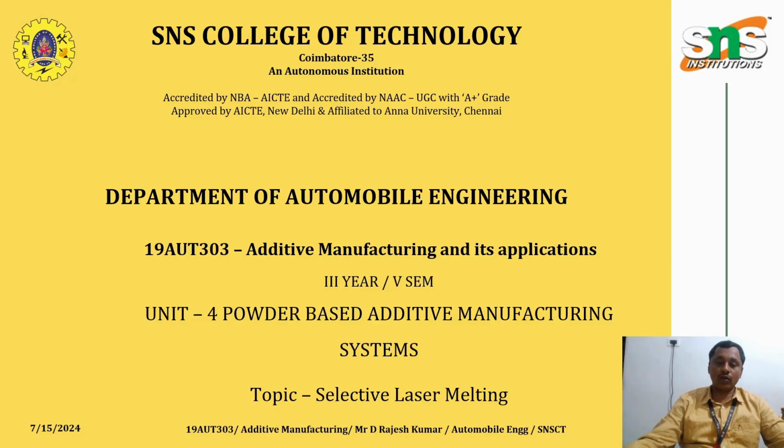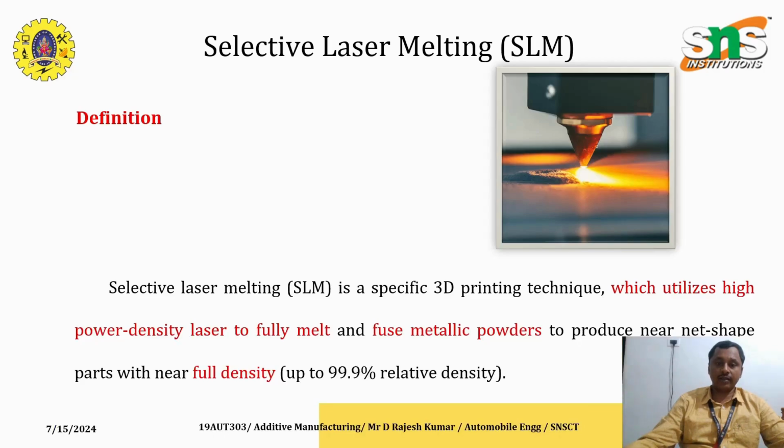This lecture today we are going to see about selective laser melting. Selective laser melting is one of the powder-based additive manufacturing processes. In this process, a laser is used to fuse the metallic powders. So the material is already in the powder form. A laser energy is used to fuse the metallic powders, and it fully melts the metallic powders, and it is bonded with another grain of the same.